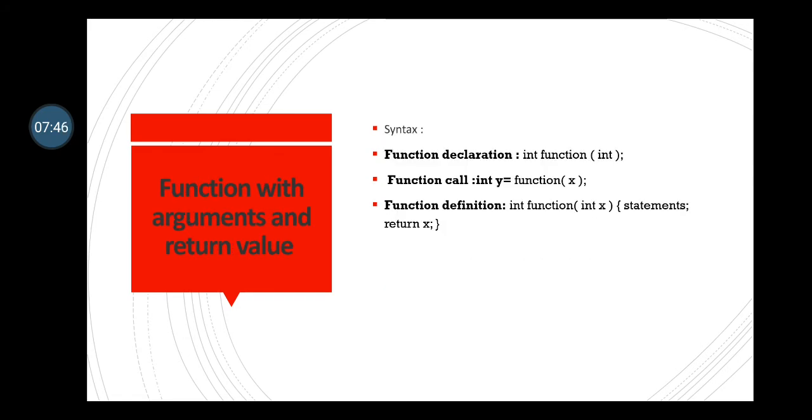And the last function is function with arguments and it returns a value. Now just see here, it will have both arguments as well as return values. So for the function declaration the return type will be integer, as it is returning some value, then the name of the function and the parameters. So there will be parameters.